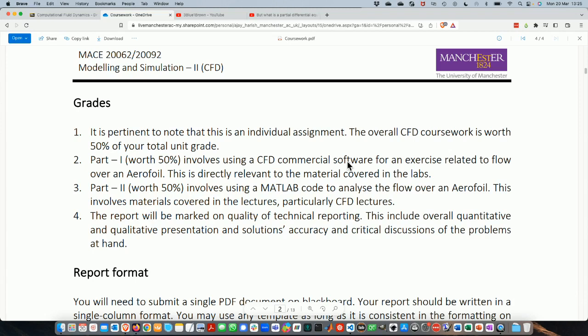One is your part one, where you take the same airfoil and run it on your Ansys Fluent. If somebody wants to use another software like, let's say, StarCCM or OpenFOAM or whatever, you're free and welcome to do that. But since in the class and in the lab we are teaching Ansys Fluent, most of you might be using that. So we expect that you'll probably be using Ansys Fluent 2022 R1 version.